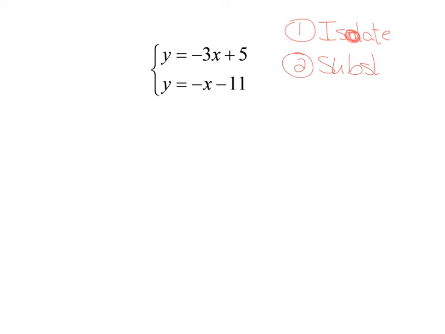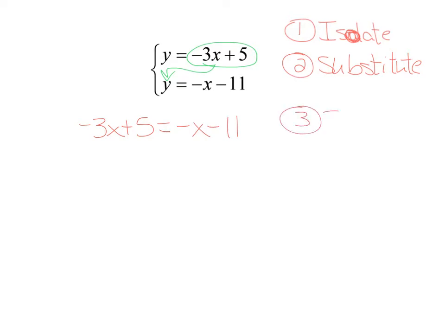is to substitute. So if y is negative 3x plus 5, that means everywhere I see a y, I can put negative 3x plus 5. So we're going to take this negative 3x plus 5, because that's what y is, and we're going to substitute it into the y in the second equation. When we do that, we end up with negative 3x plus 5 equals negative x minus 11. Okay, so that gives us an equation.